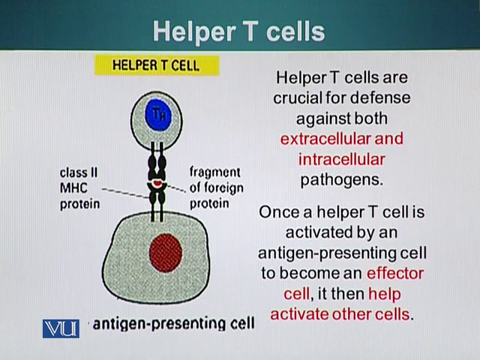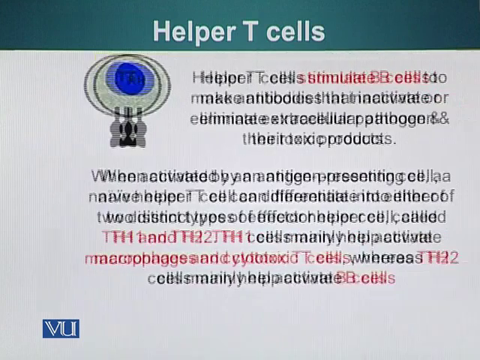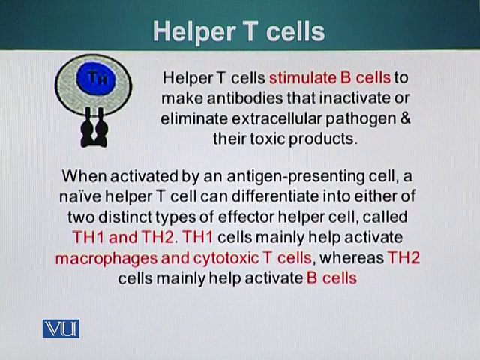Once a helper T cell is activated by an antigen-presenting cell to become an effector cell, it can help activate other cells. Just to remind you again, helper T cells interact with peptide fragments in association with class 2 MHC proteins, not class 1 MHC proteins, which are recognized by cytotoxic T cells. Helper T cells stimulate B cells to make antibodies that inactivate or eliminate extracellular pathogens and their toxic products.